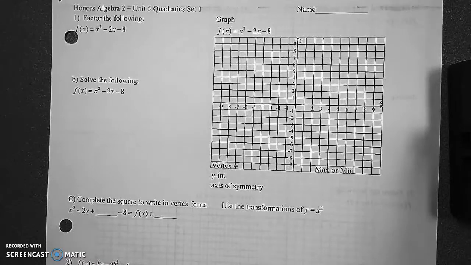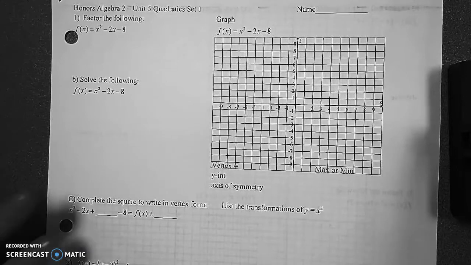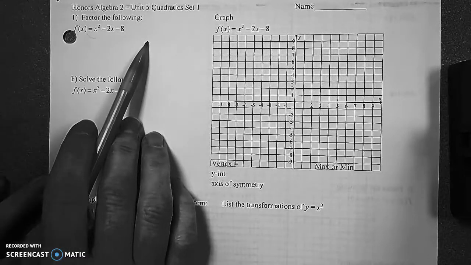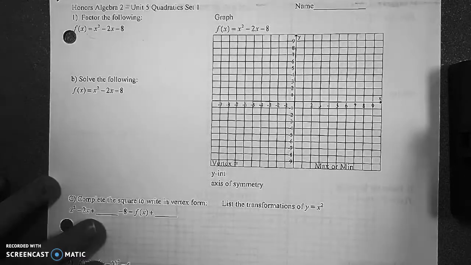Hi guys, this is our Unit 5 Set 1 notes. You should have these notes already in your possession. So we're starting a new unit here and we're looking at quadratics. We can see that we're starting with a quadratic written in standard form, and this should look similar to your opener on Monday of this week.